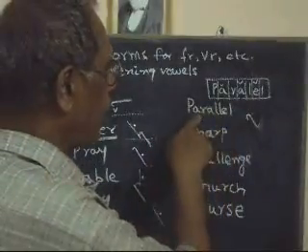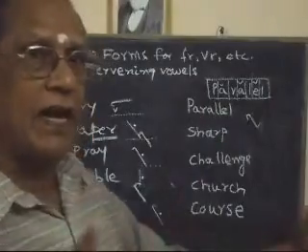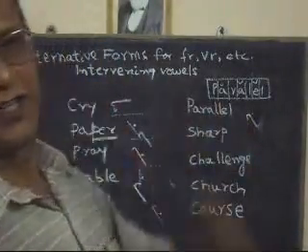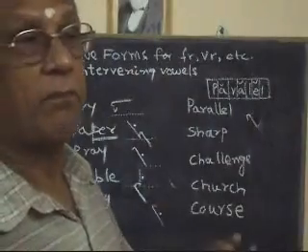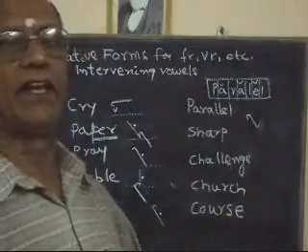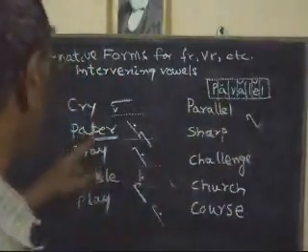Now what happened? What about this vowel? This vowel is clearly separating the stroke and hook. You see? Pa, a, a vowel is intervening. This vowel is clearly intervening. You see here?